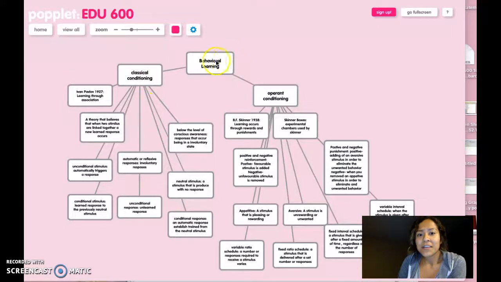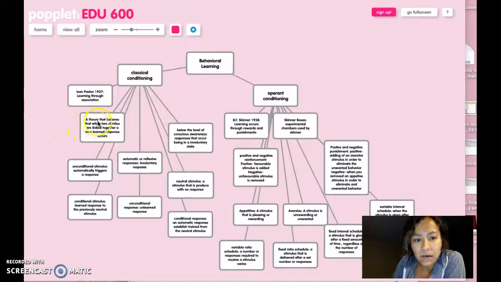Okay, so I'll start here with behavioral learning, classical conditioning. Classical conditioning was invented by Ivan Pavlov in 1927, and he believed that learning occurred through association. He is most known for the dogs, the Pavlov dogs. I'm going to first read my concept map, and then I'll go into fuller detail after I read.